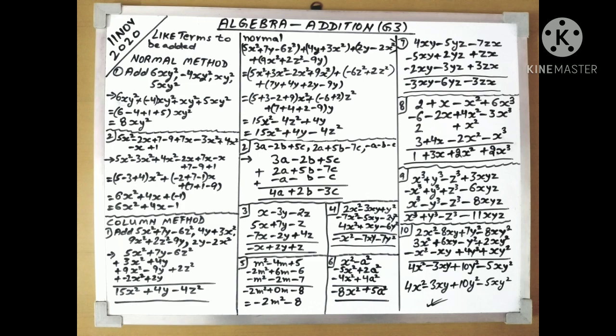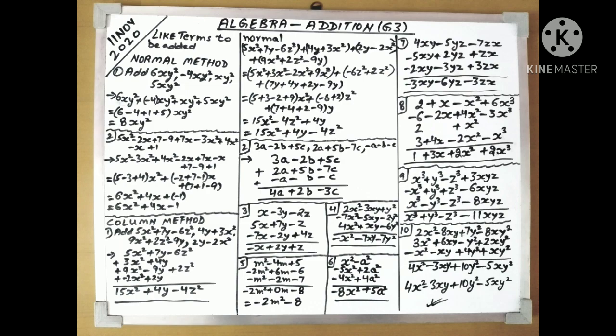So this is the normal method which is being used for addition. We write all the expression in a horizontal line, then we add the like terms as I have shown in the above example, and we get the desired result. Now another very important method is actually column method, which you will find much easier. Now see this example. We have to add the following expressions: 5x square plus 7y minus 6z square. Another one is 4y plus 3x square and 9x square plus 2z square minus 9y and 2y minus 2x square.